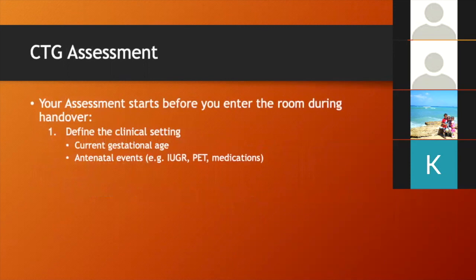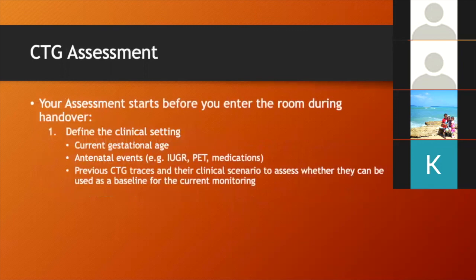Once we have that in our minds, we're standing outside the room for the handover, going through that history once again. You now have the luxury of carrying the notes in your hands. The first thing you should do is look at her previous CTG traces before you go into the room. Obviously there's the clinical management, but we're not discussing that at the moment. We're just discussing how we're going to assess the CTG.